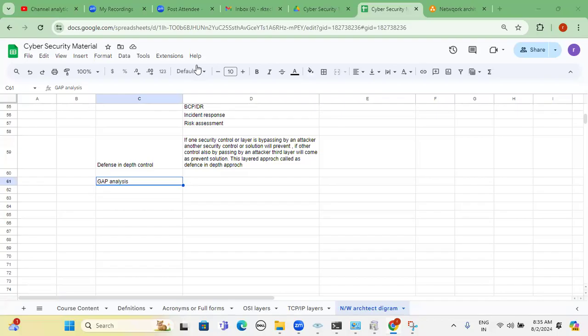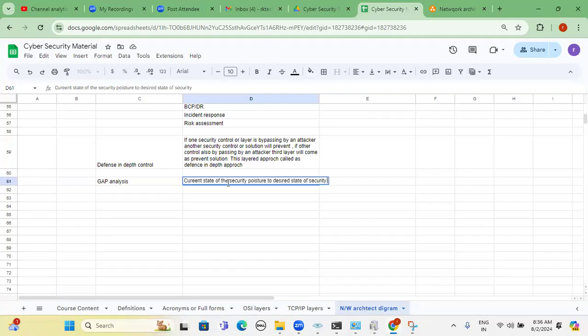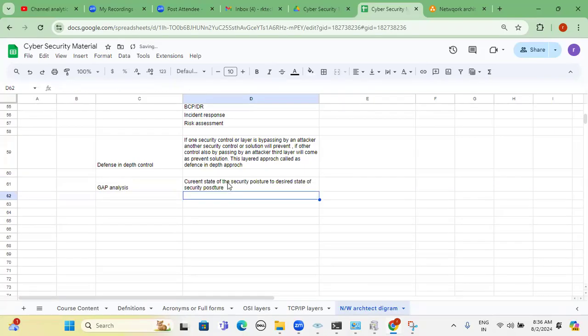Yes, it is. It is all layers. So gap analysis is mainly from the current state of the security posture to where we want to achieve. That is called the desired state of the security posture. That is called gap analysis. So please remember this word, gap analysis.